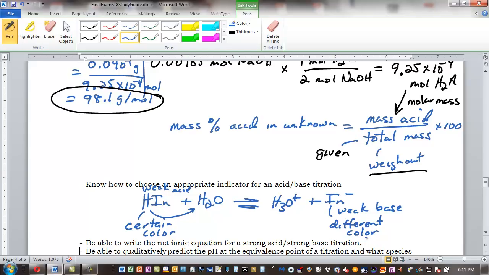The indicator is going to change color centered around when you have both components present in solution. There's going to be a range, but when would the two components of that indicator, the acid and the base, be equal? Well, hopefully we've chosen the right indicator that it changes color at the equivalence point. But think about a buffer.